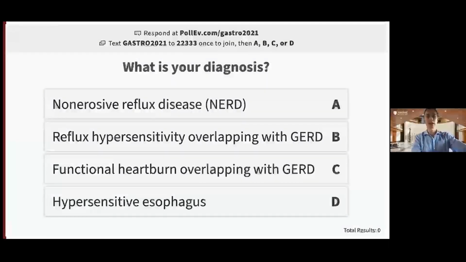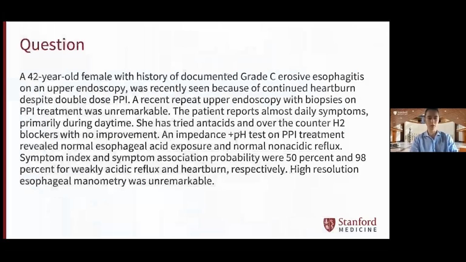So what is our diagnosis? A, non-erosive reflux disease, or NERD. B, reflux hypersensitivity overlapping with GERD. C, functional heartburn overlapping with GERD. Or D, hypersensitive esophagus. We can go back to the question stem and answer one of the options on the Poll EV app.